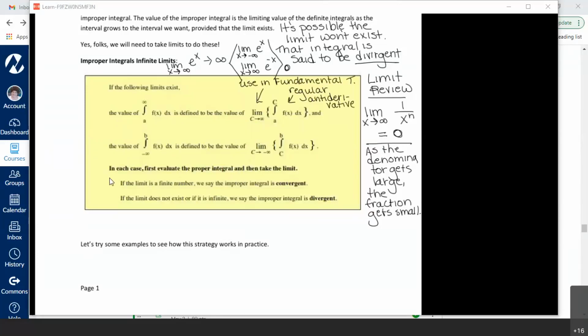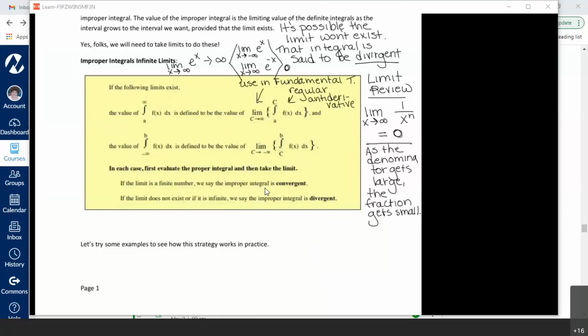Likewise, suppose your lower bound is negative infinity. Then you just put your constant of choice as your lower bound and take the limit as that variable approaches negative infinity. You're just going to push it way out. So again, do the antiderivative first, and then take the limit when you're using the fundamental theorem afterwards.